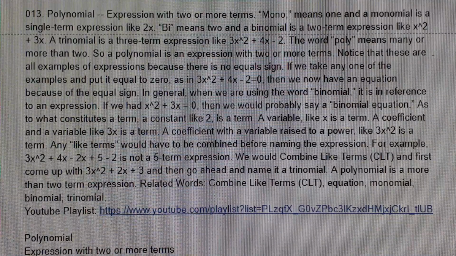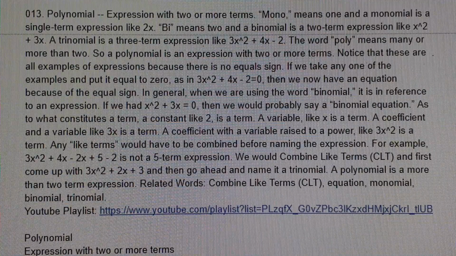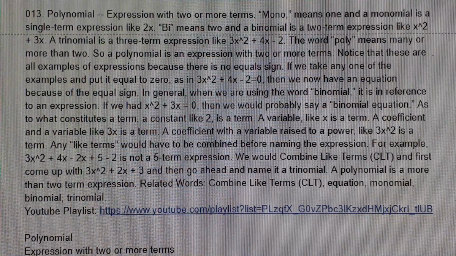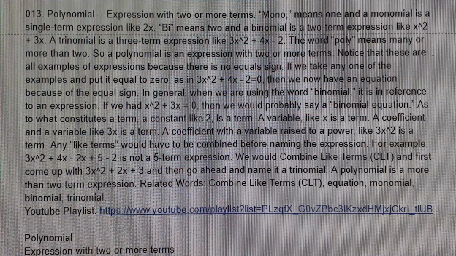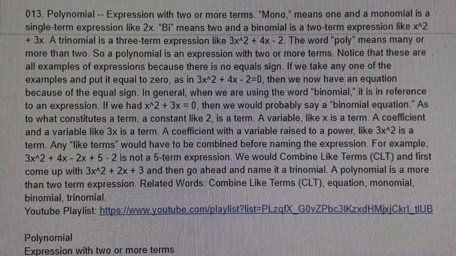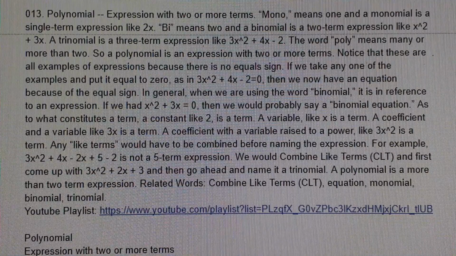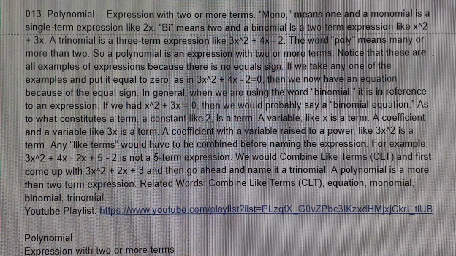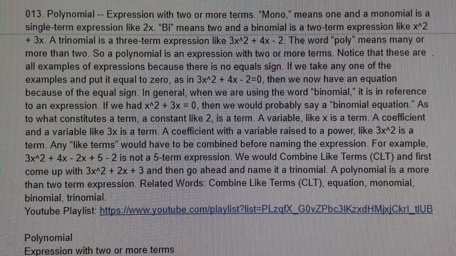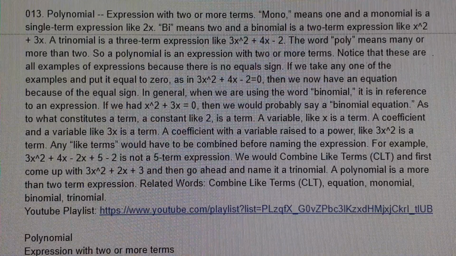Polynomial. Expression with two or more terms. "Mono" means one, and a monomial is a single-term expression like 2x. "Bi" means two, and a binomial is a two-term expression like x squared plus 3x. A trinomial is a three-term expression like 3x squared plus 4x minus 2.